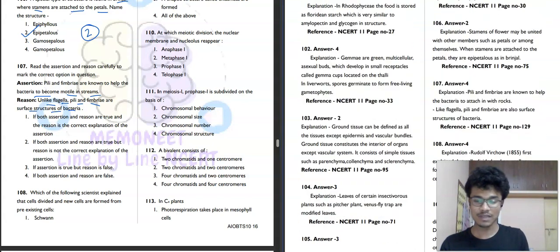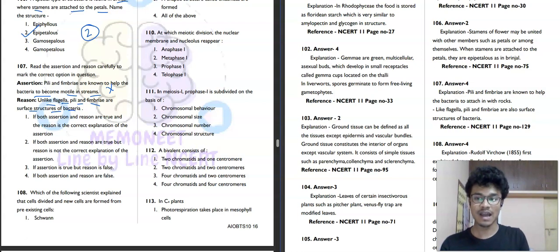Basically, if we want to consider this, pili and fimbriae are known to help the bacteria to become motile in stream is absolutely incorrect. So what do pili and fimbriae do? Basically, pili and fimbriae are known to help the bacteria attach to rocks or any other substances. It doesn't help in motility.